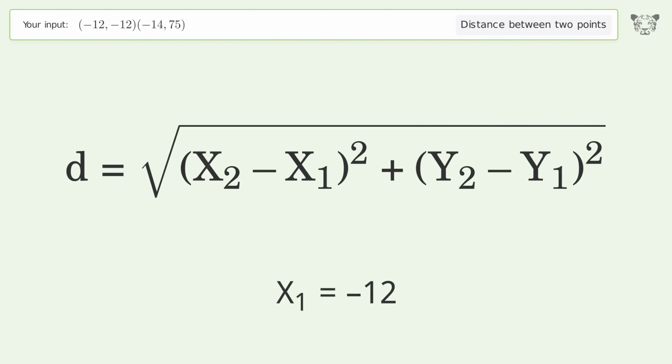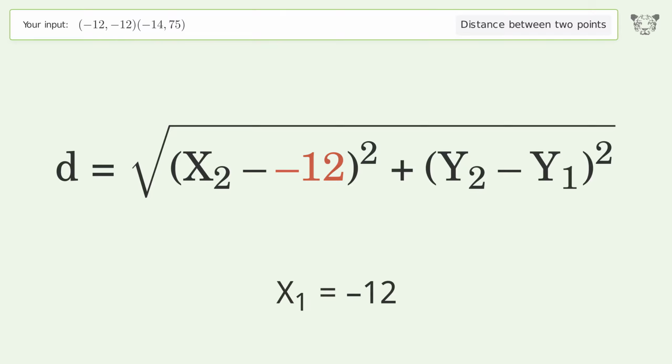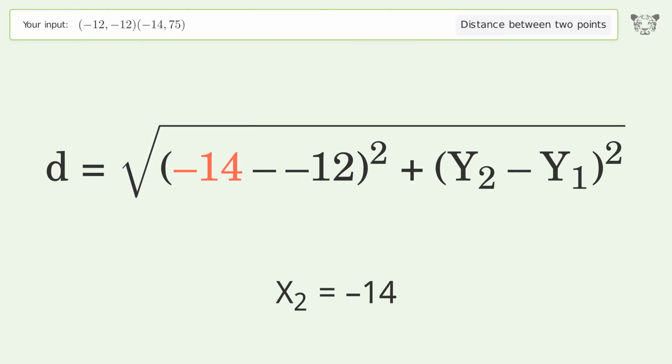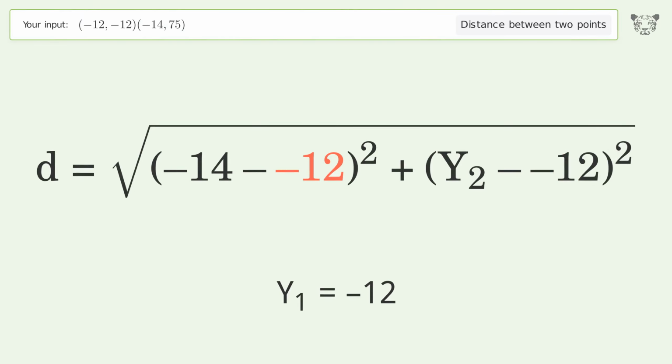x1 equals -12. x2 equals -14. y1 equals -12. y2 equals 75.